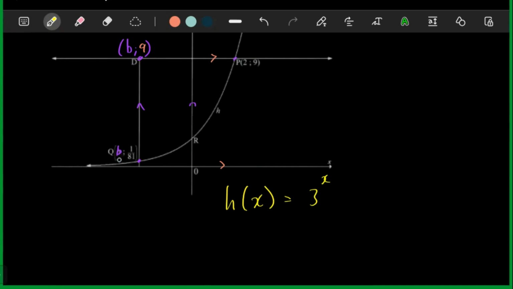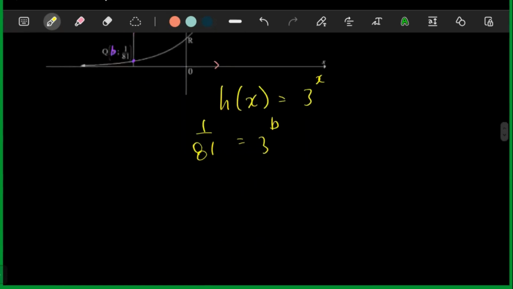We already know that this is a coordinate on the graph. So the y value is 1/81. The x value is at B. So if you're going to solve for B here, you can just use your calculator and also use logs. Since you want to isolate B, you're going to say B is equal to log. The base of your expression is a 3, and the value here is 1/81.